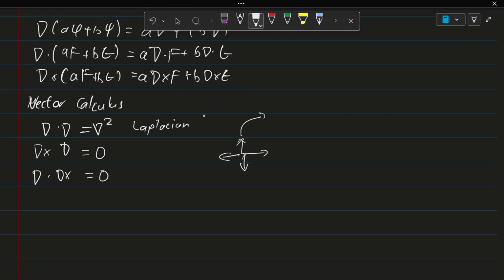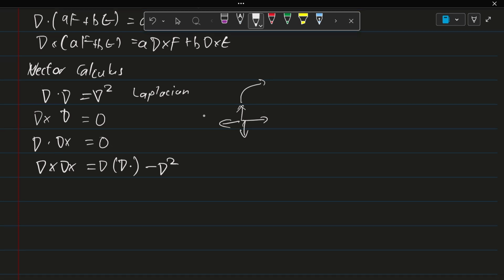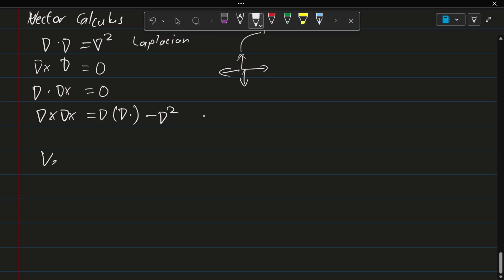And the last vector differential operator would be the curl of a curl, and it will later be related to the gradient of the divergence minus the Laplacian. And those are the properties of the vector differential operators. There are more vector differential operators that I will show here. So here are the identities of such differential operators.